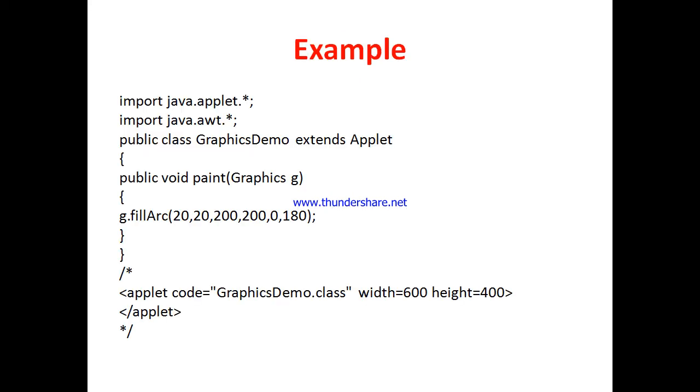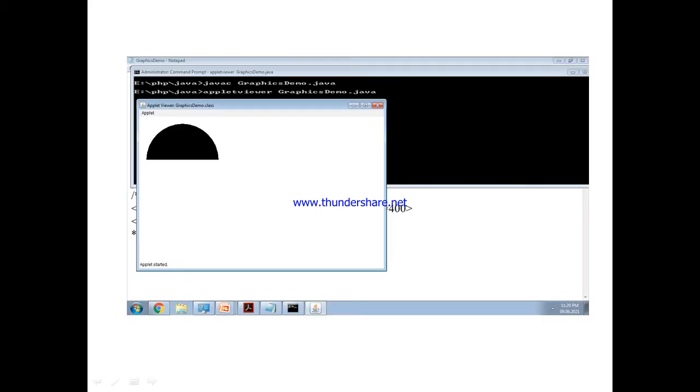In this example, we have taken the same parameters, the only difference being that instead of drawArc, we have written fillArc. When we compile this program and run it using appletviewer, we get the arc, but it is filled with the black color. Why? Because by default the current graphics color is black.